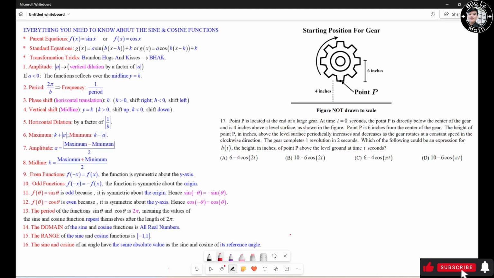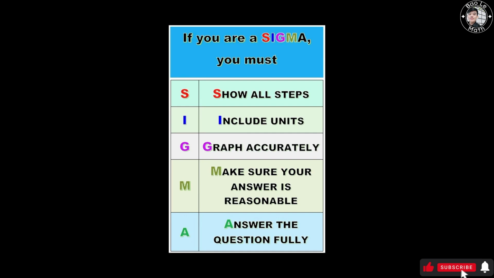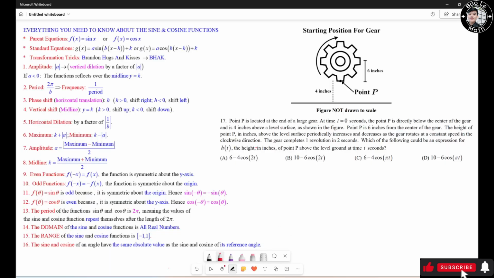Hello everyone. In this video, we're going to explore more work problems about the sinusoidal function. Alright, question 17 right here. Point P is located at the end of a large gear. So it's point P right here.